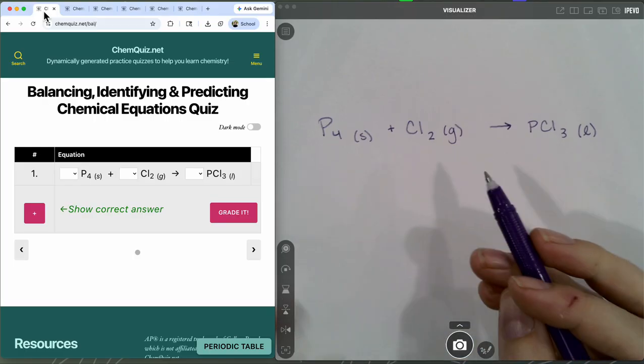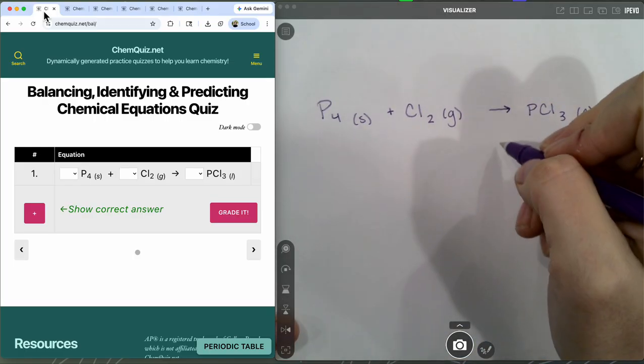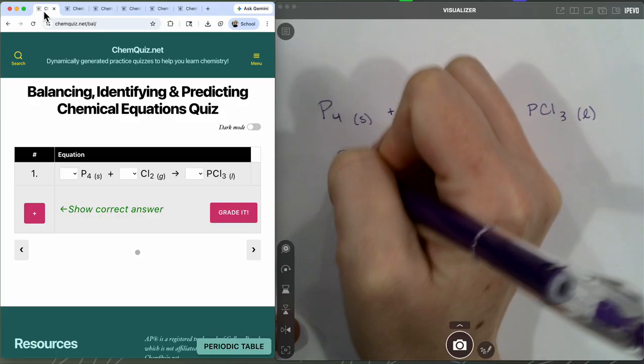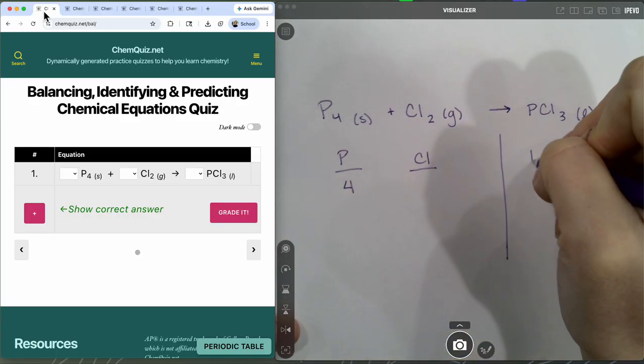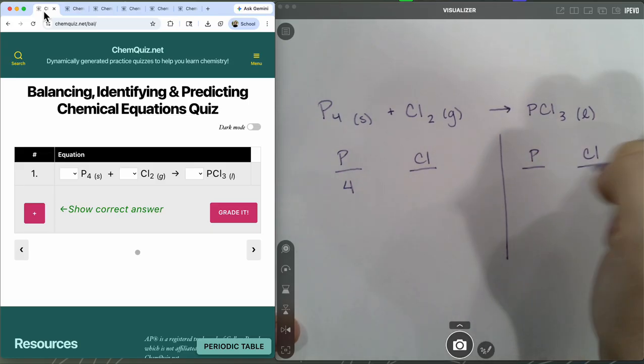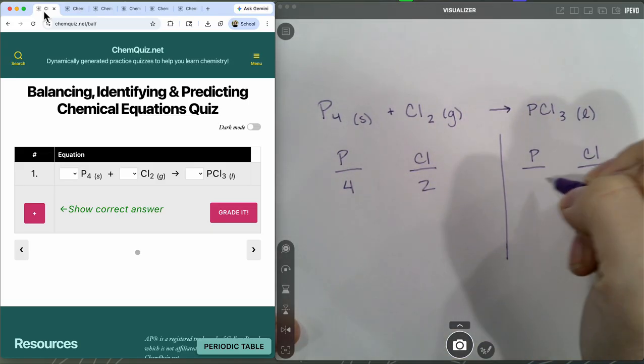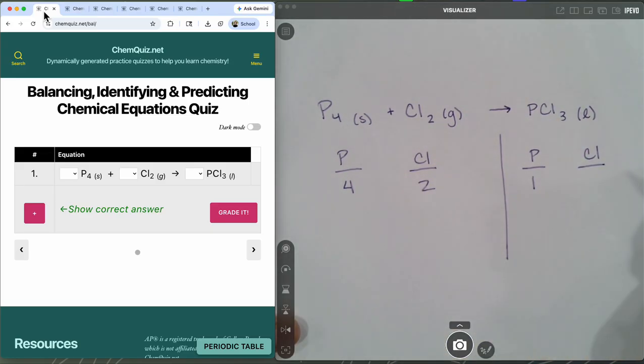So, all right, talk me through this. How do we balance this? Well, first you write all of them out. So P, which is 4. Okay, we see 4 of those. And then Cl, which is 2. And you do the same for the other side. Okay. So P is just 3, because that's where I get stuck.